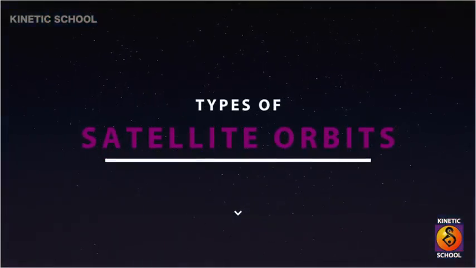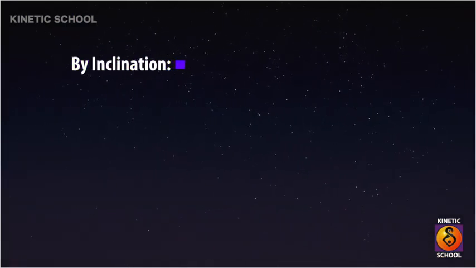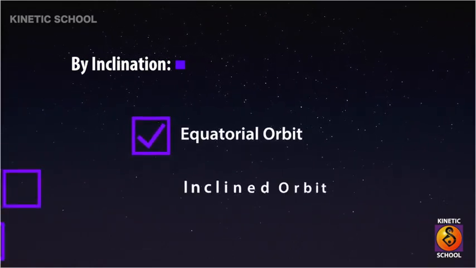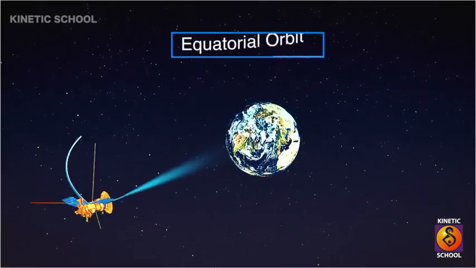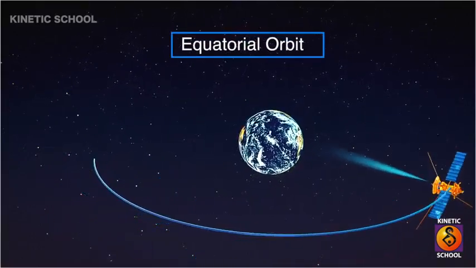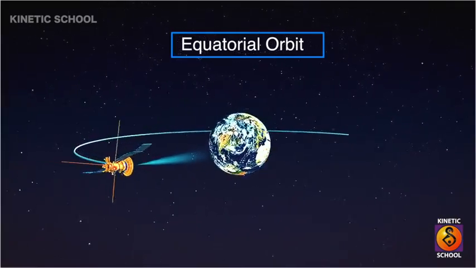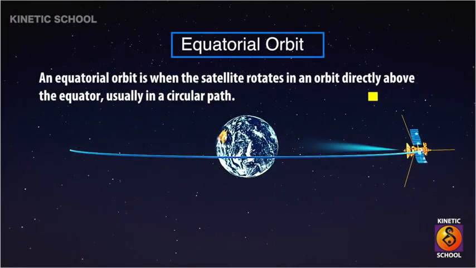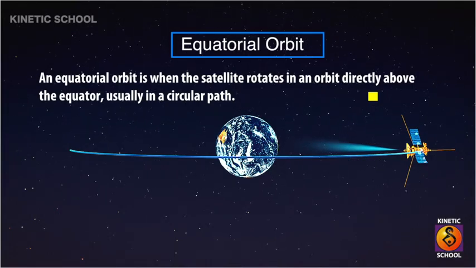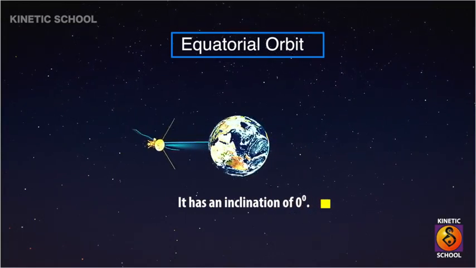Types of satellite orbits. By inclination, there are three kinds of satellite orbits: equatorial orbit, inclined orbit, and polar orbit. Equatorial orbit. An equatorial orbit is when the satellite rotates in an orbit directly above the equator, usually in a circular path. It has an inclination of 0 degrees.